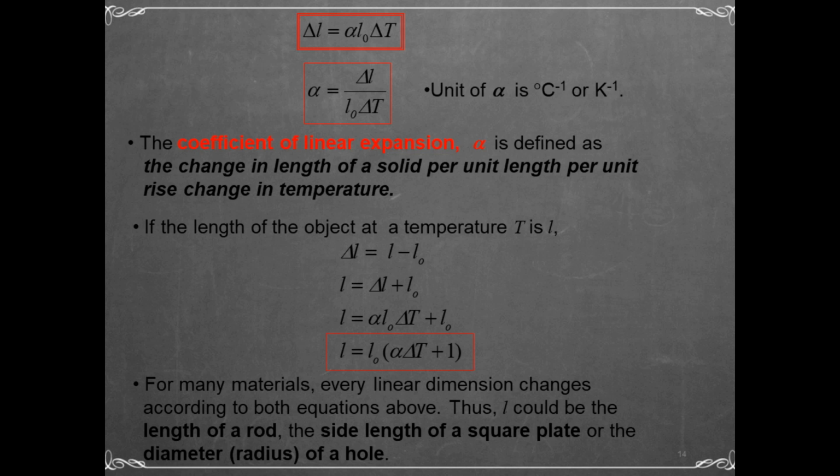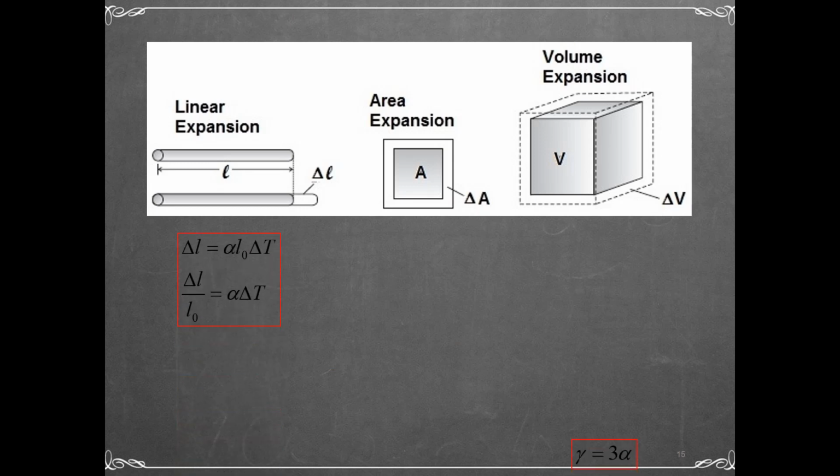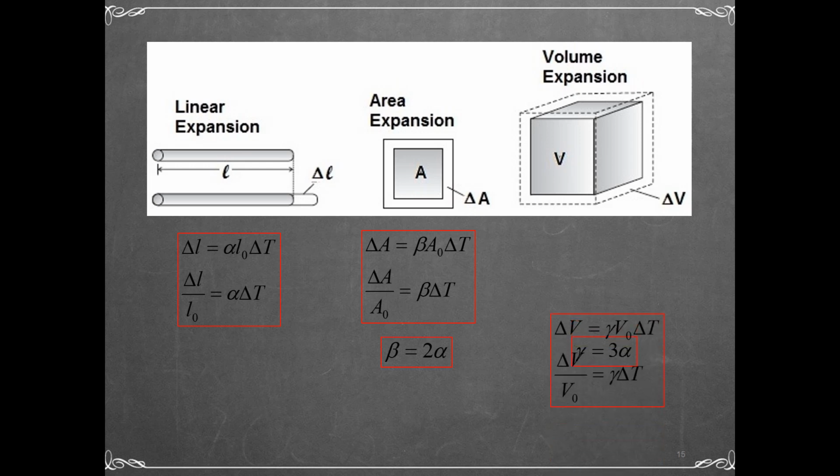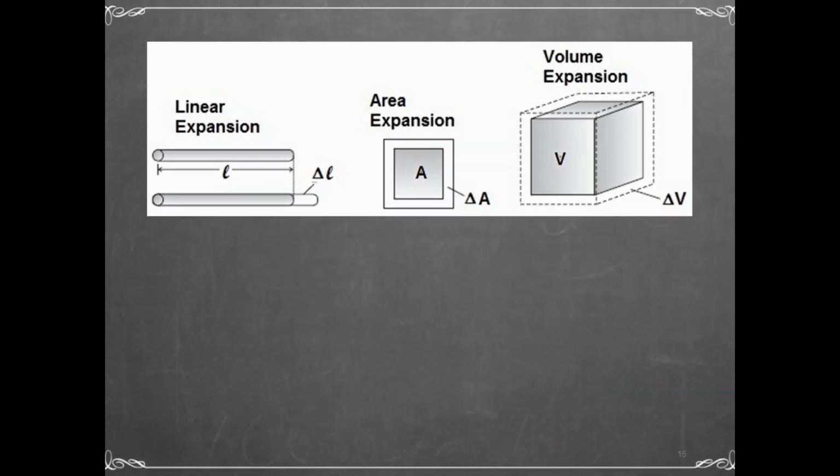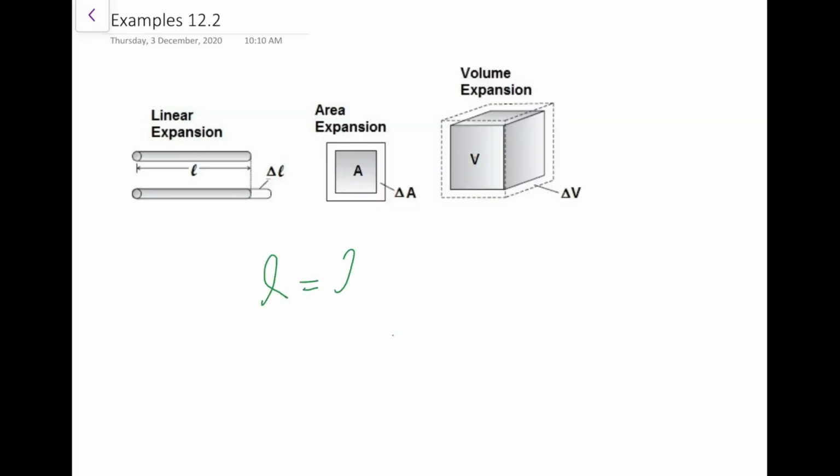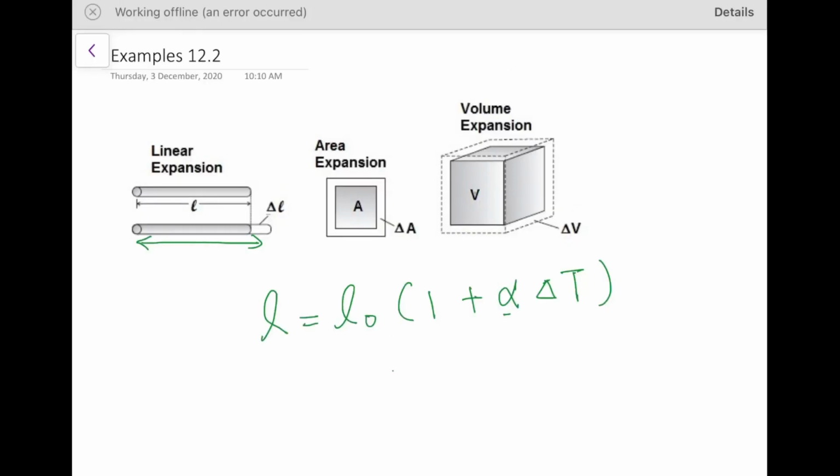Other than linear expansion, the equations for area and volume are actually the same. For area, A equals A naught (1 plus beta delta T). And for volume, V equals V naught (1 plus gamma delta T). So for linear expansion, we just use one equation where L equals L naught (1 plus alpha delta T). What is L? L is the length after heating. L naught is the original length. Alpha is the coefficient of linear expansion of that metal. And then we have delta T, the change in temperature.